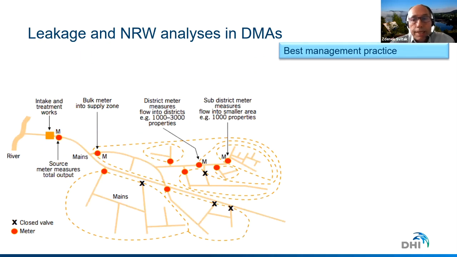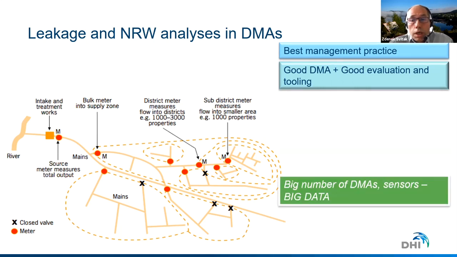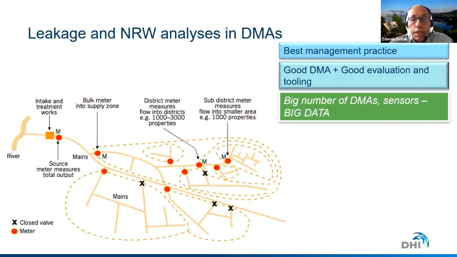There are plenty examples showing that dividing network in district metered areas is the most efficient method of leakage evaluation and control. The right implementation of district metered areas and good evaluation of achieved data is a key for most effective reduction of leakages. The district metered area setup is usually implemented gradually, starting from several district metered areas up to even hundreds of zones. So we have to take in account processing of really big data sometimes.